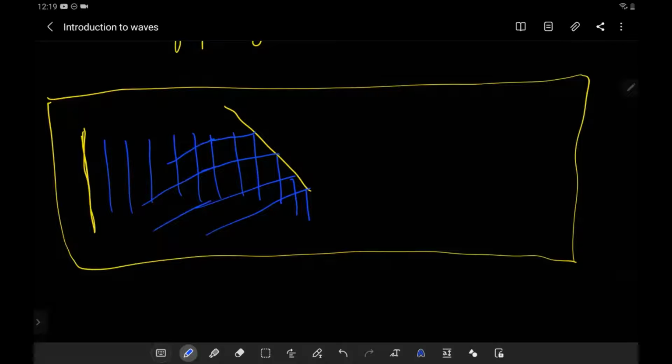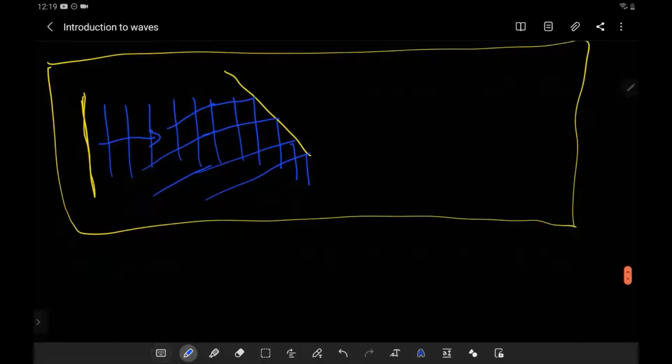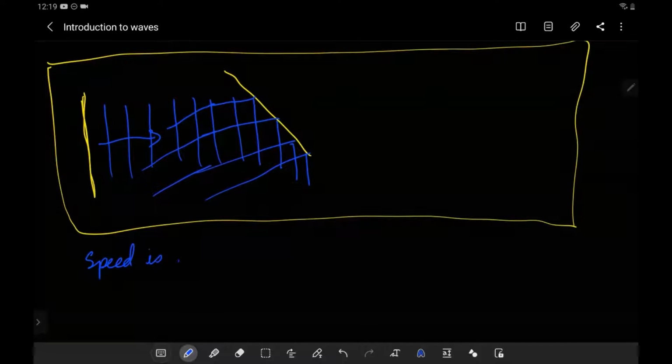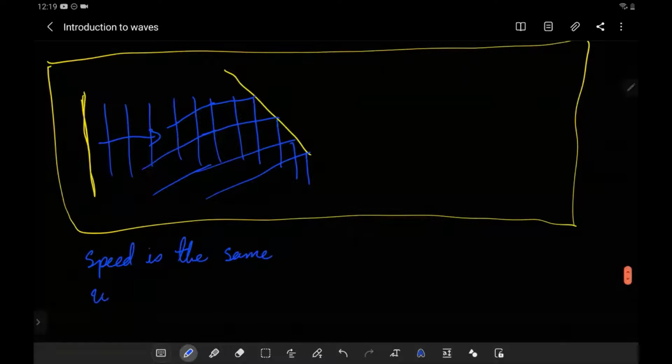Right, but in this reflection, the speed that it is coming in is the speed that it is reflected out of. So the speeds are the same. Speed is the same when reflected.